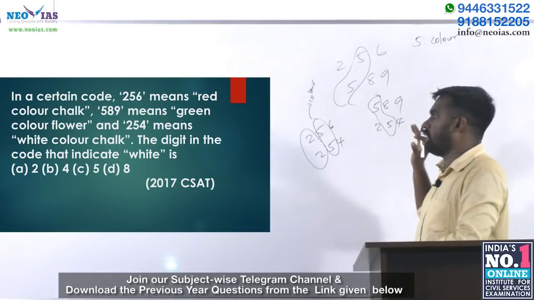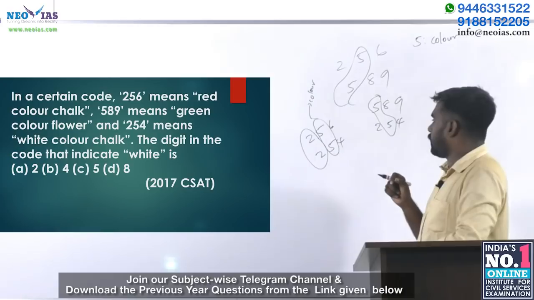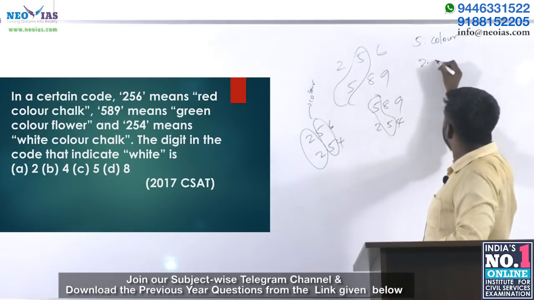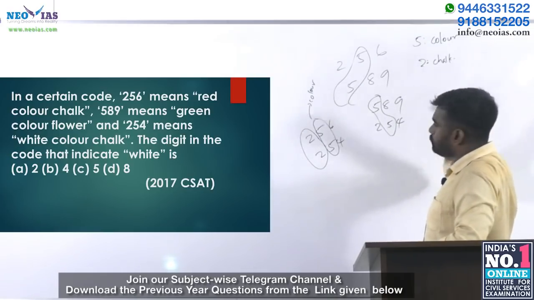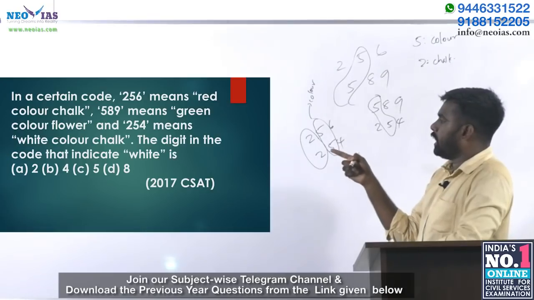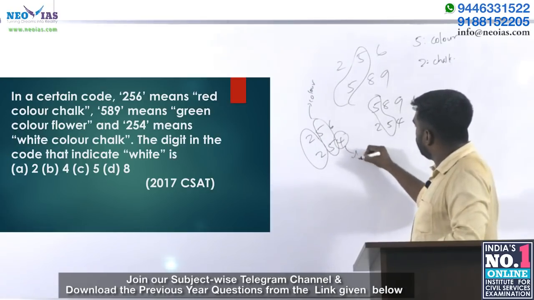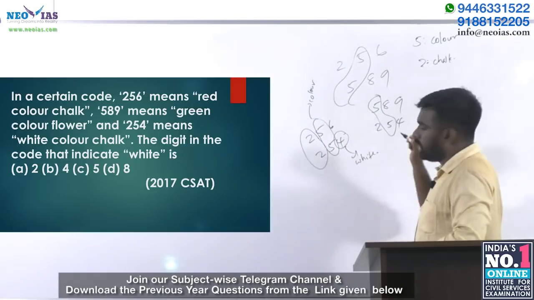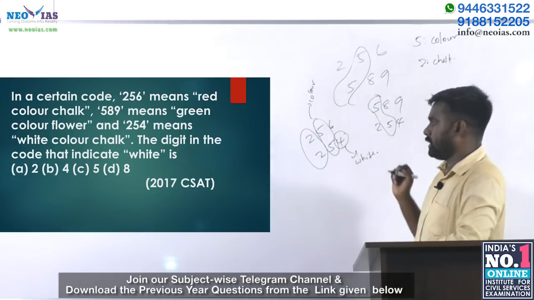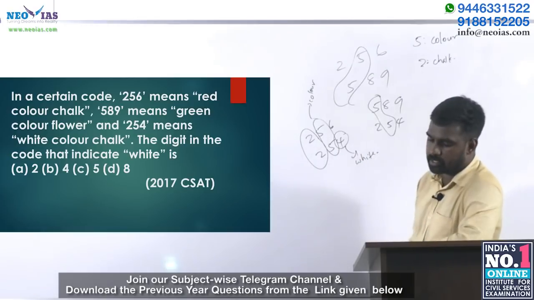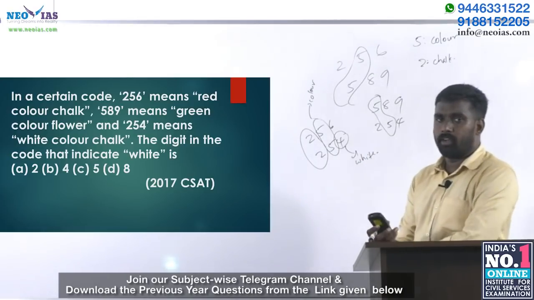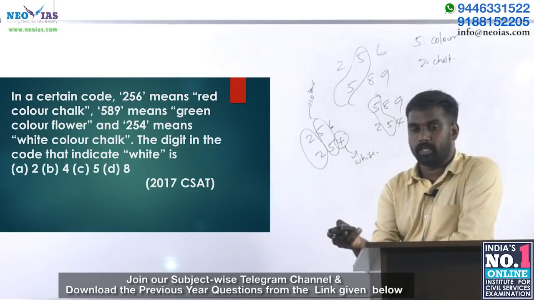So color is already there in common. So chalk is there, right? So 2 indicates chalk, right? So the digit that indicates the code of white is 4. 4 is the one which is indicating the code for white, right? So option B is the answer. Very simple, right? You can also solve this very easily.